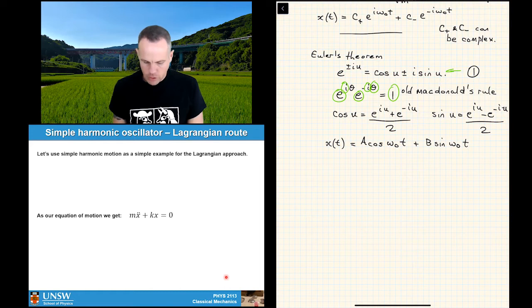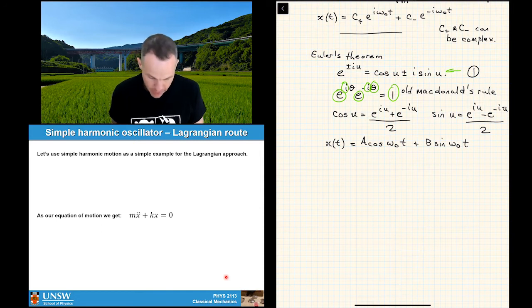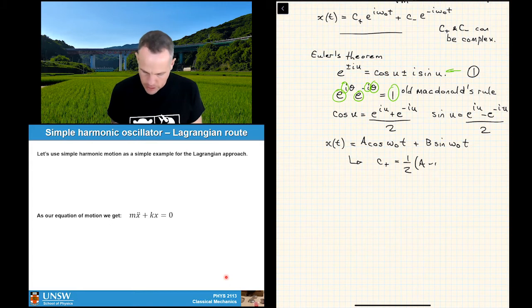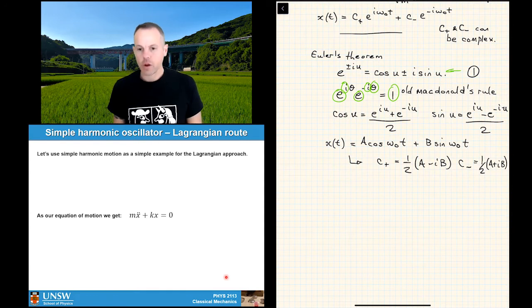And I'll let you convert between the two because you've all done it in quantum mechanics courses, and if you haven't, you should make sure you know how to do it. But basically what you will find out in here is that C plus is equal to a half (A minus iB), and C minus is equal to a half (A plus iB), and these two numbers are obviously complex, and they're complex conjugates.